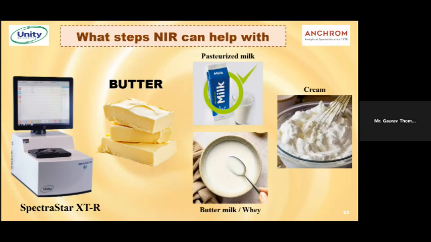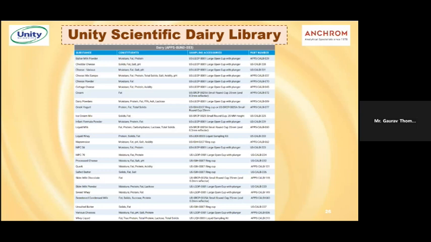So these are the different ready calibrations that are available with Unity Scientific, which can be used for analyzing your various samples. We have buttermilk powder, cheese, then creams, yogurts, ice cream mixes, mayonnaise, butter, and all such different kinds of samples could be analyzed using our SpectraStar XT NIRs.